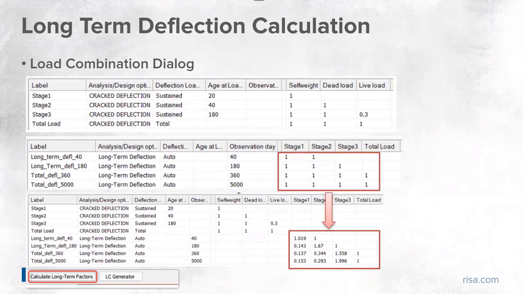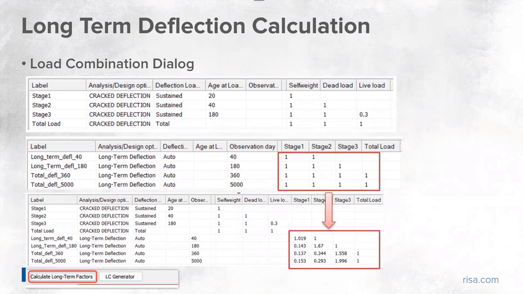So in the first one, 40 days, as you can see, we include the stage one load and stage two loads, which will be our self-weight and dead load. And then in the 180 days, we will include the additional live load, and then the 360 days, we will include the total load, and then 5,000 days will be the total load as well. So if you look at the third screenshot, after we define all those, we can click the calculate long-term factor button, which is next to our load generator button, previously shown in the demo. After you click that button, the program will update all the values you put in the second screenshot, which were initially all ones. And now they become values that are different for different load combinations.